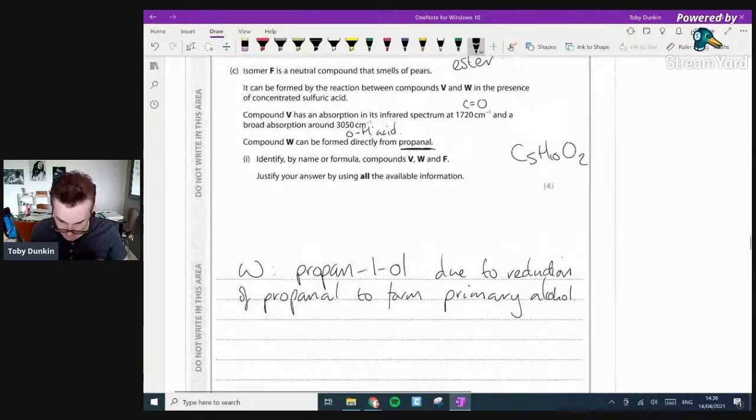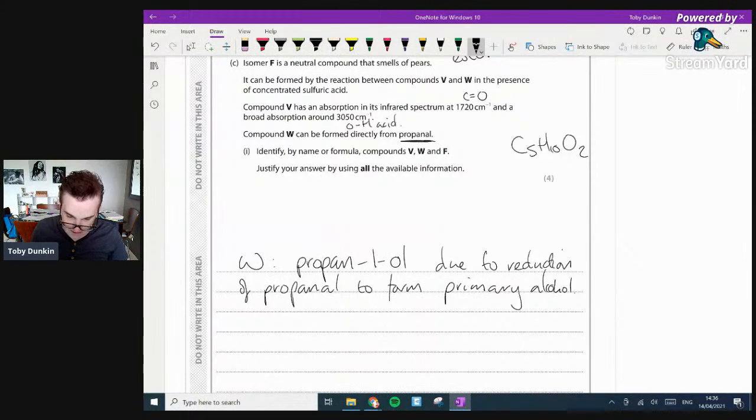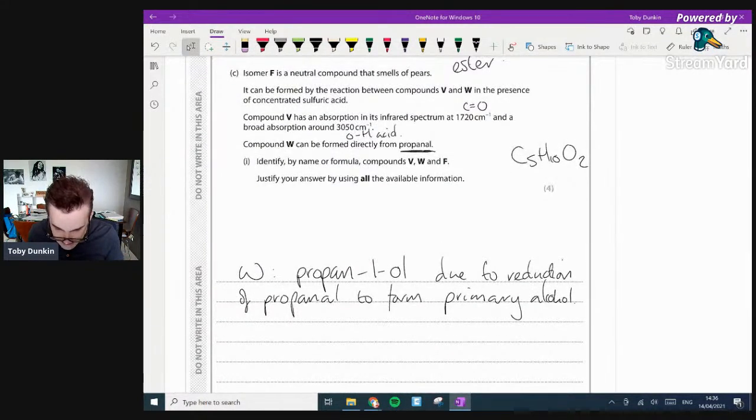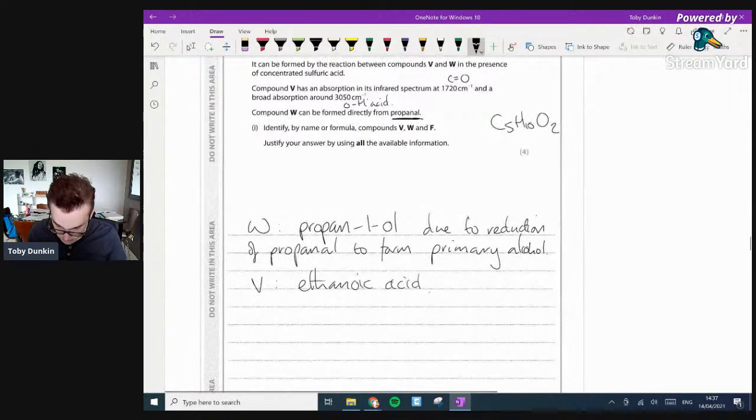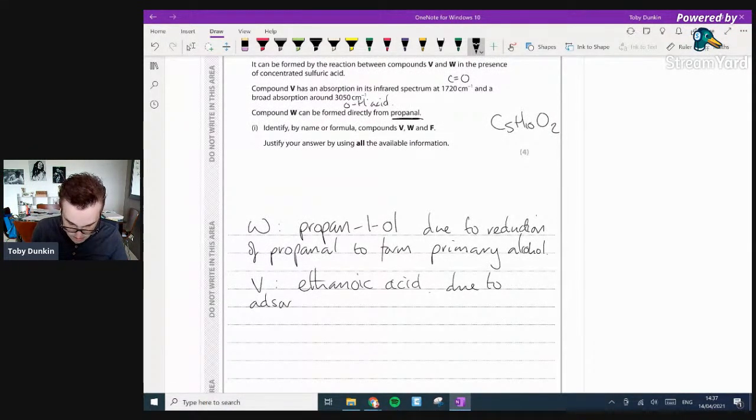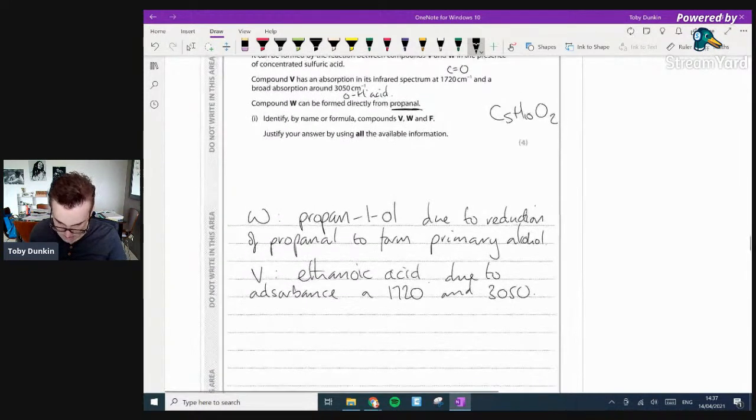Next, there are 2 carbons left. What that means is that V must be ethanoic acid. V is ethanoic acid, due to absorbance at 1720 and 3500 centimeters.